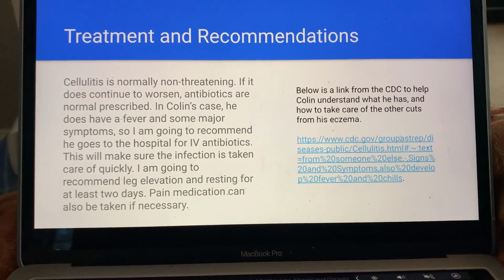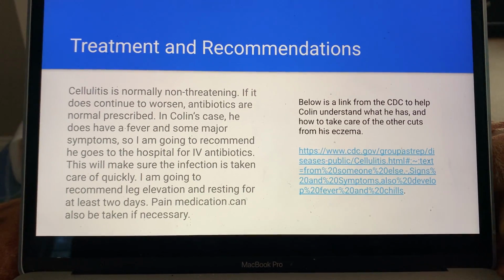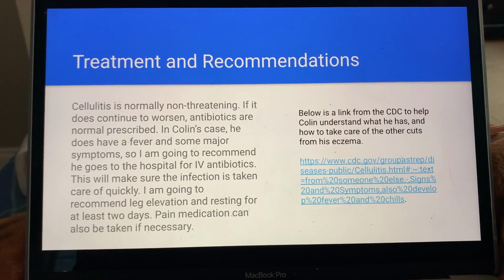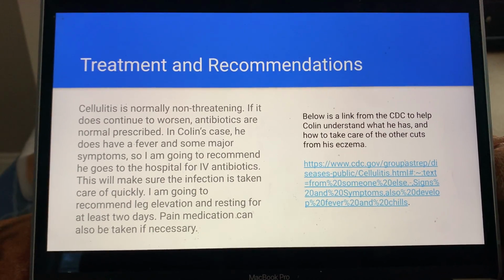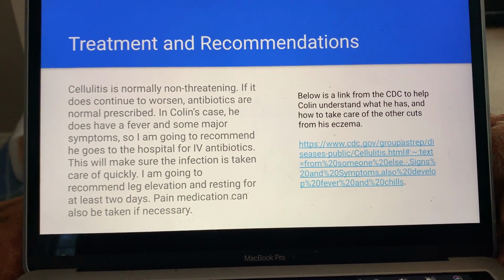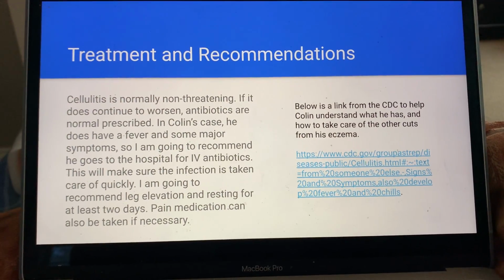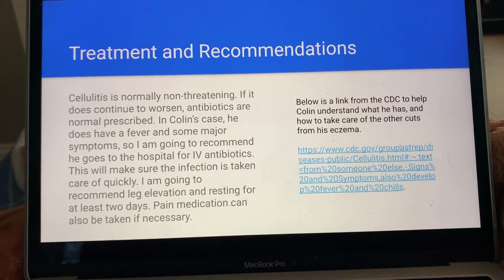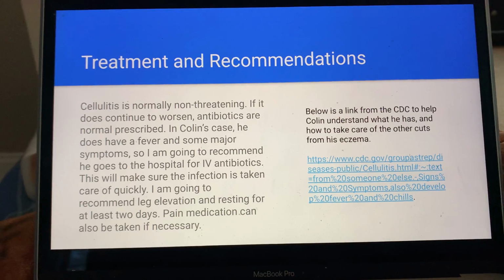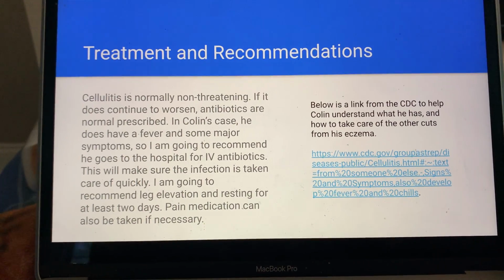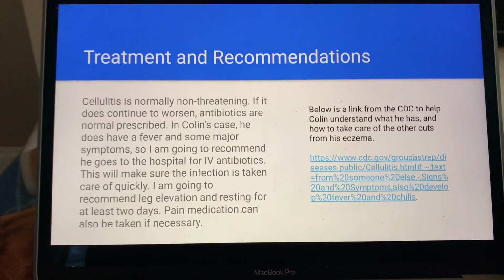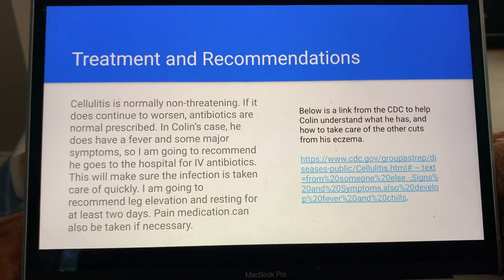So I'm going to recommend he goes to the hospital for IV antibiotics. The difference between IV antibiotics and oral antibiotics is that IV antibiotics go straight into the bloodstream, so they can try to kill the bacteria in there very fast, and we can see whether or not it is resistant to antibiotics quicker than if he was just taking an oral antibiotic. It will make sure the infection is taken care of quickly, and it's better to be at the hospital when he has these major symptoms, so that if it entered the bloodstream and caused major circulatory effects, he would be in a place more equipped to take care of him than if he was at home.